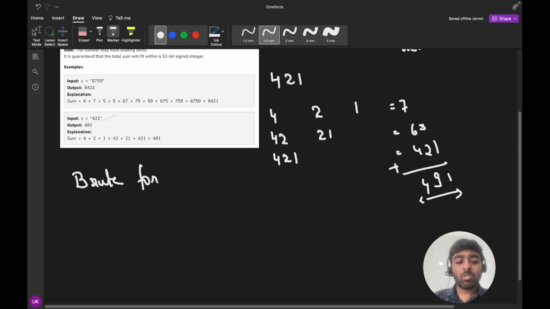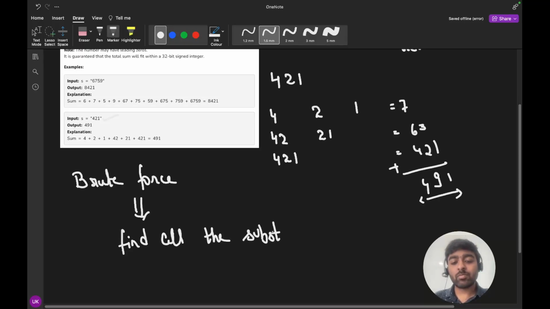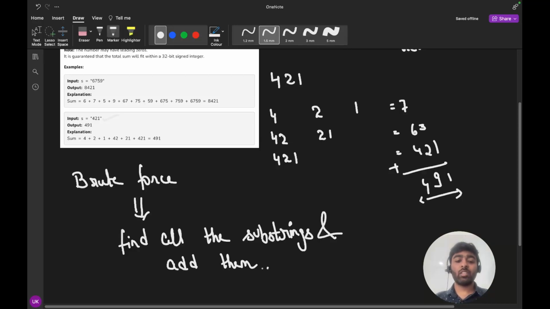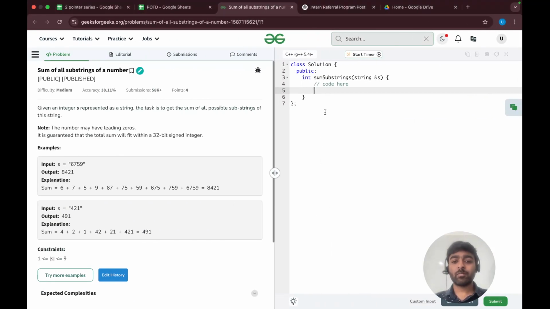Just find all the substrings and add them. Simple. So let's first solve it by the brute force approach. Let's code it. I will first find the size of the string, so n is equal to s dot size.